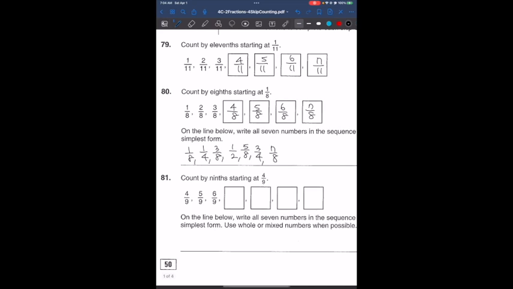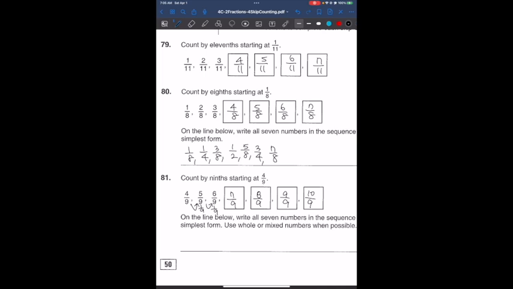And then problem 81 says count by ninths starting at 4 over 9. And so we start at 4 over 9, but we're skip counting by 1 over 9. We're adding 1 over 9 every time we move down. So we have 7 over 9, 8 over 9, 9 over 9, and 10 over 9.